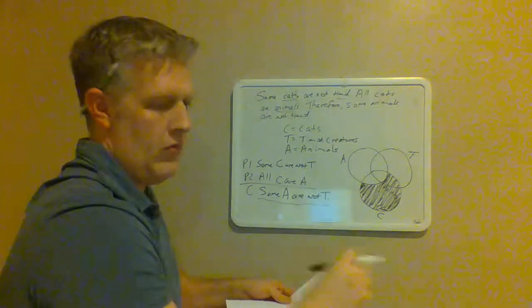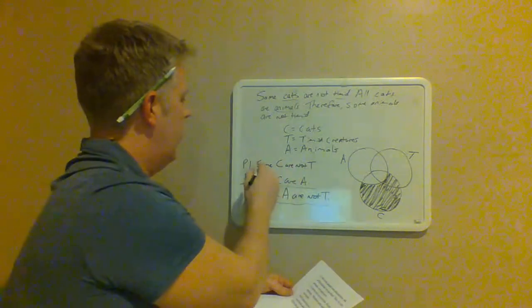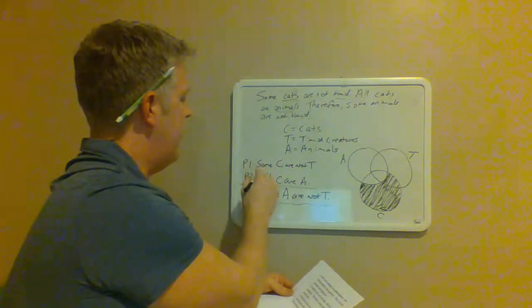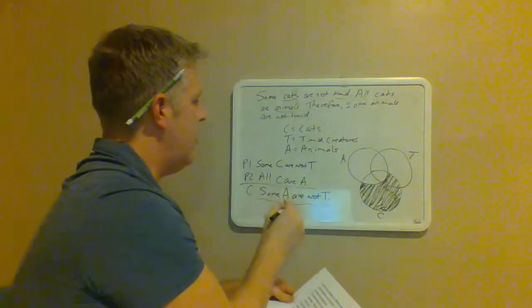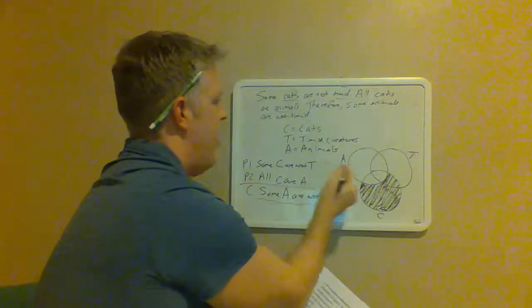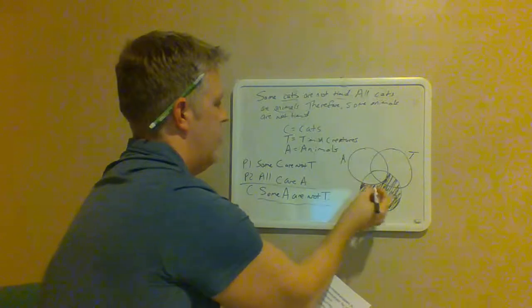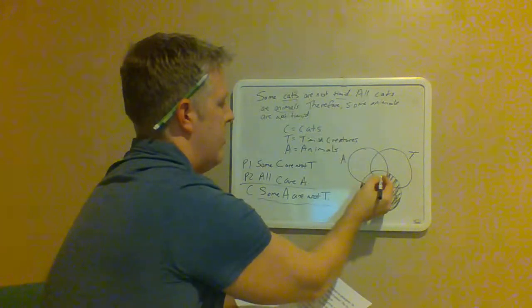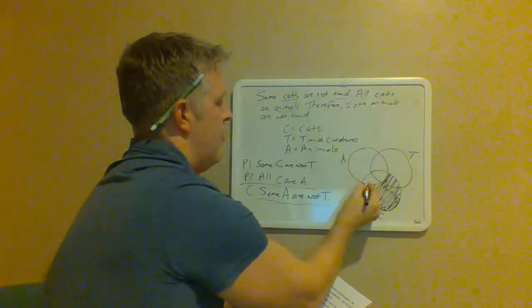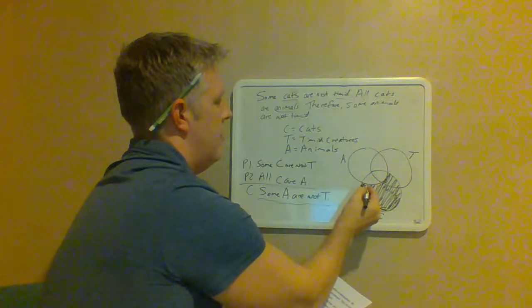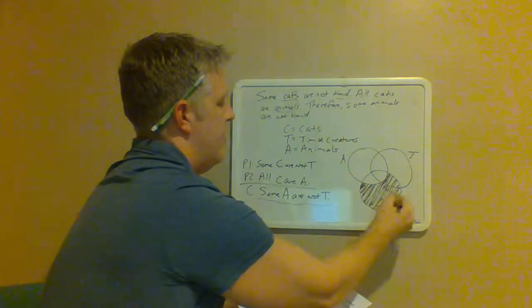Okay. So then we go ahead and go back to the first premise. This is an O claim. Some C, or some cats, are not T, or timid creatures. So we're told some C are not T. So the only position or area left, okay, we've already shaded the rest of this C.